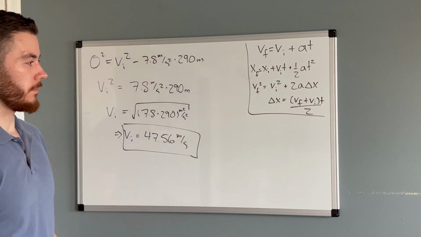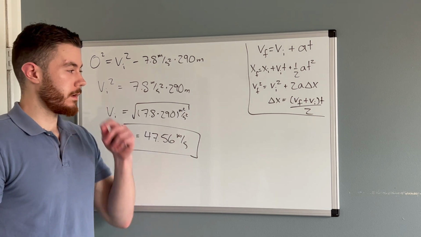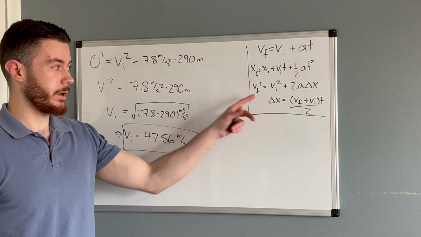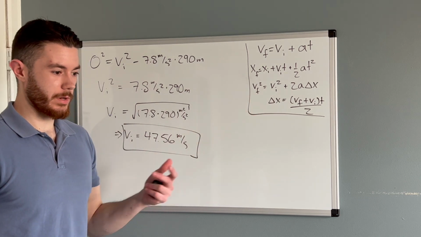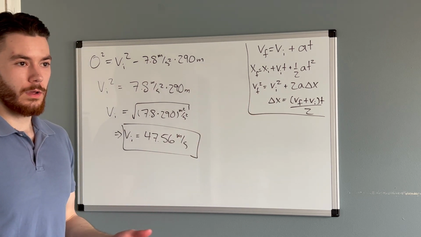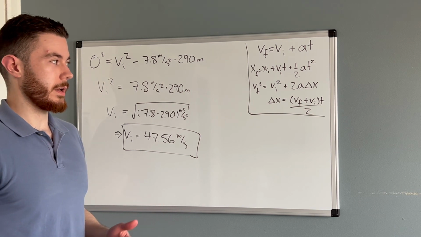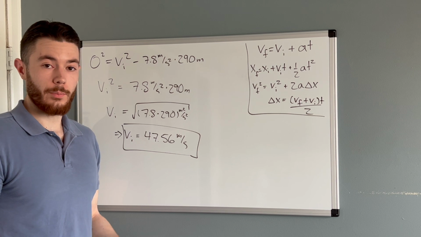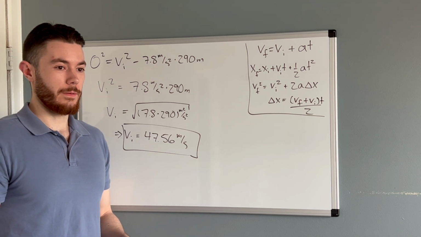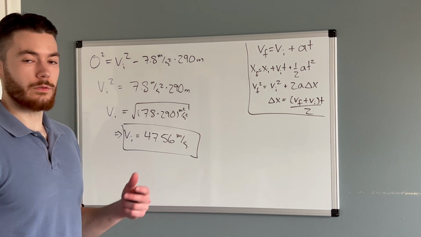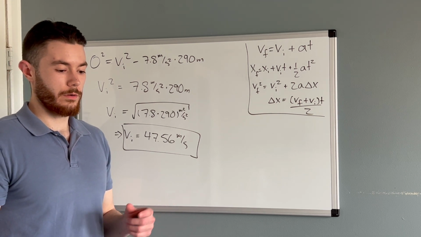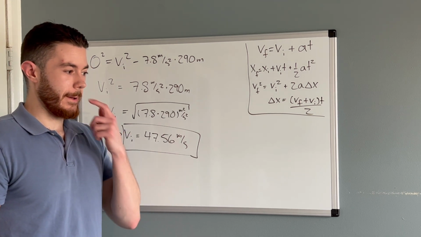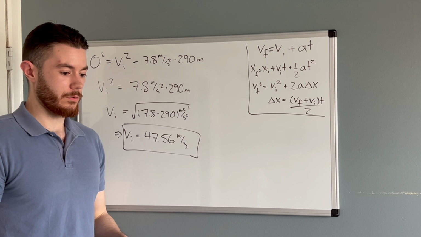This is an example of a very simple kinematic problem. We only had to use one equation. We were given 3 out of the 4 variables in the equation, and we just had to algebraically solve for the remaining one. There are more complex kinematic problems where we'll need to use more than one equation, or there are 2 steps to the problem. We'll take a look at some of those in the coming videos.